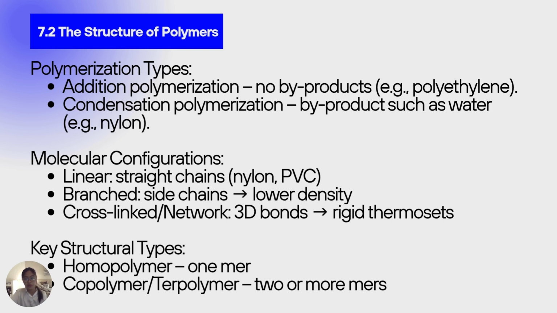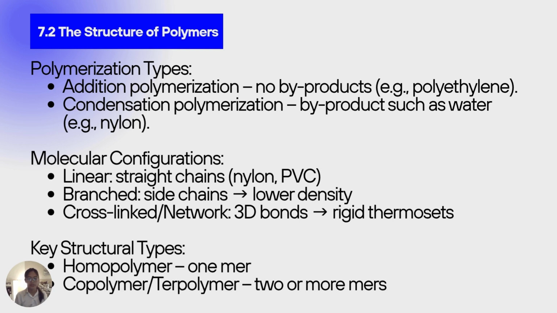The structure of a polymer determines most of its mechanical, thermal, and chemical properties. At the molecular level, polymers can be thought of as a chain of repeating units called mers that are connected end to end. There are two key types of polymerization reaction. The first is addition polymerization, where monomers join without producing any byproducts, such as polyethylene, and condensation polymerization, where a small byproduct like water or methanol is released. Nylon is a typical example.